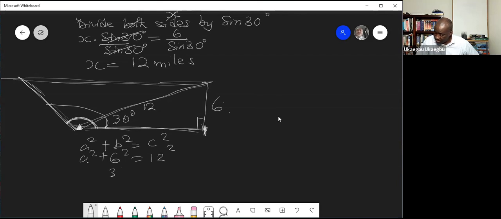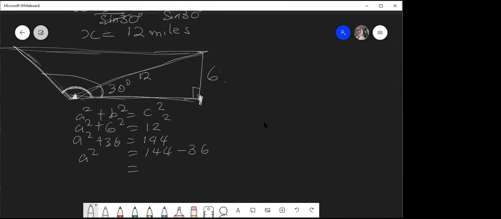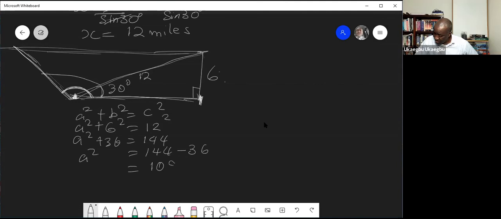So you have 6 squared plus a squared. So 6 squared is 36, equal to... No, 12 squared is 144. And this is plus a squared. So to get a squared will be 144 minus 36. What does that give you? 144 minus 36 is what? 108. Yes, 108 is a squared. So a is going to be square root of 108. And what is that?